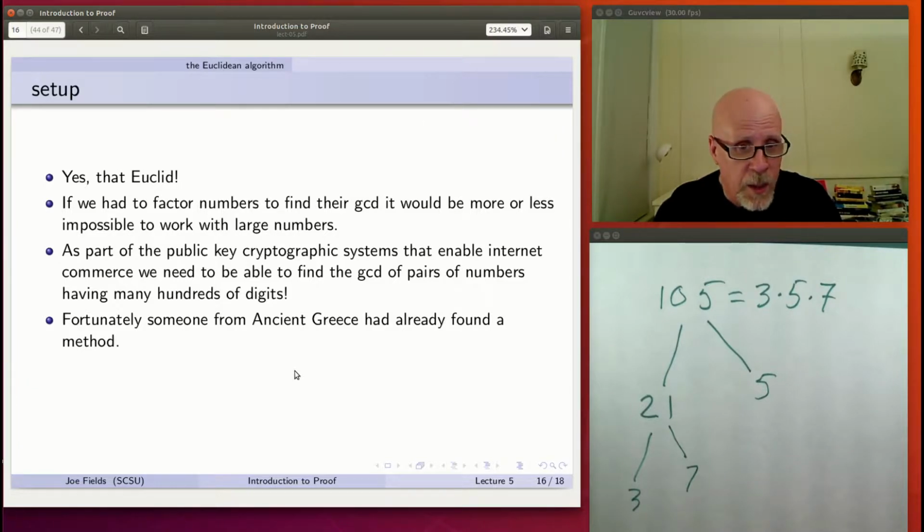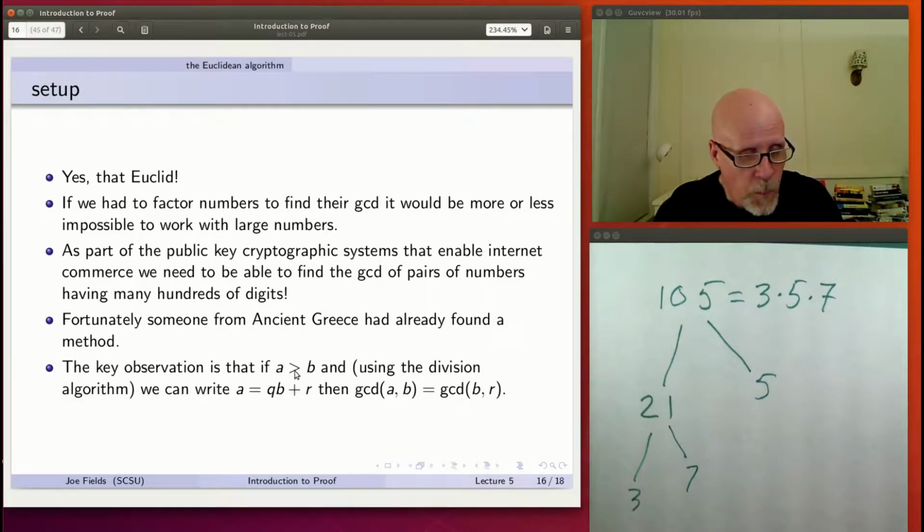All right, so we can apply the Euclidean algorithm even with numbers that have hundreds of digits. Clearly the Greeks weren't thinking about that, but with hundreds of digit numbers, you can run the Euclidean algorithm and it runs quickly and you'll find their GCD. And the algorithm has a key thing that really makes it work.